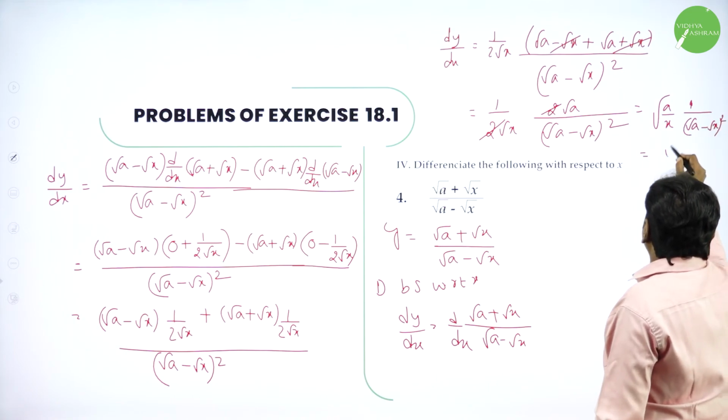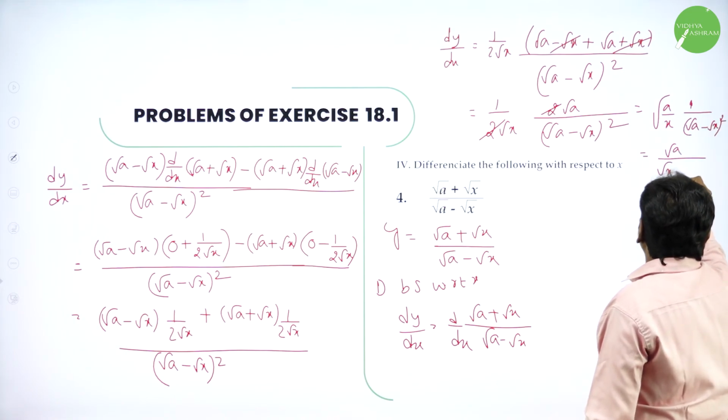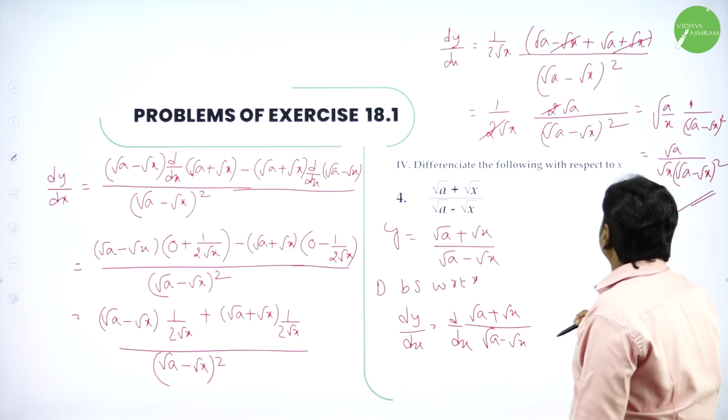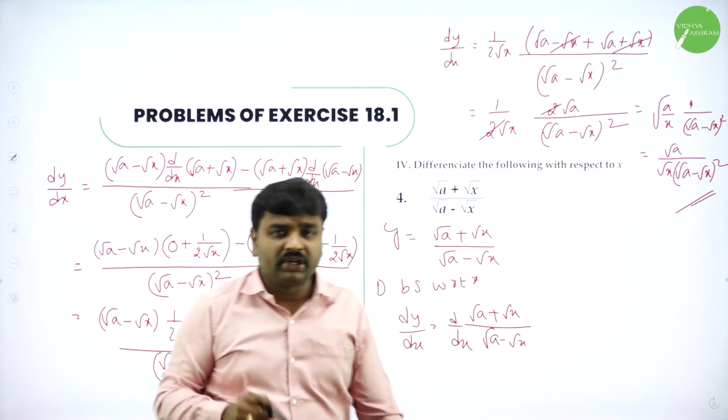Or you can also say root a divided by root x into root a minus root x the whole square. Either is fine. This is dy by dx. I hope all of you understood this.